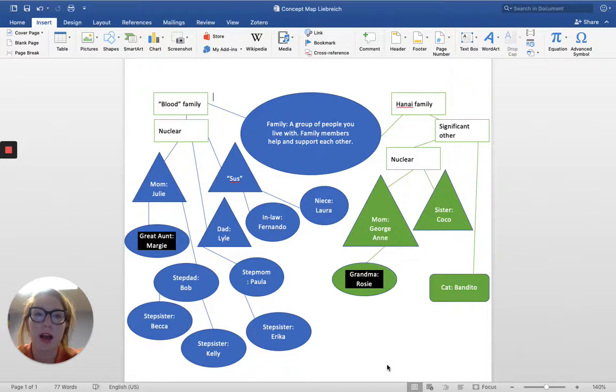And then the way that I have designed my concept map is I kind of did half and half with two different colors. So blue is my, quote unquote, blood family, and green is my Hanai family. So I'll start with my blood family. So I really focused in on my nuclear family. So my mom, my sister, who I call Sus, my dad.